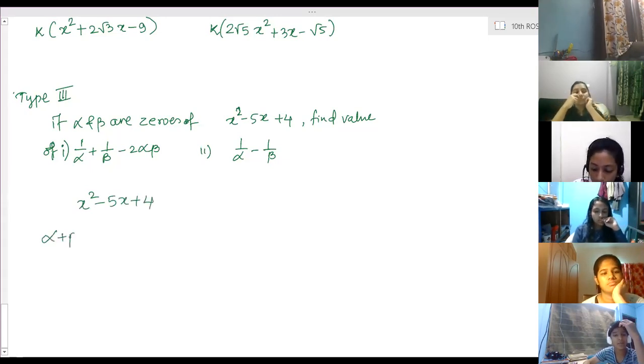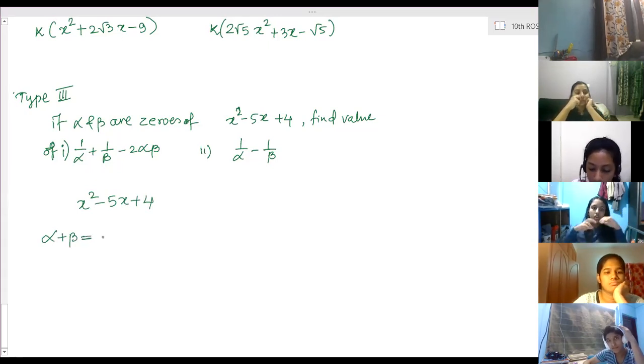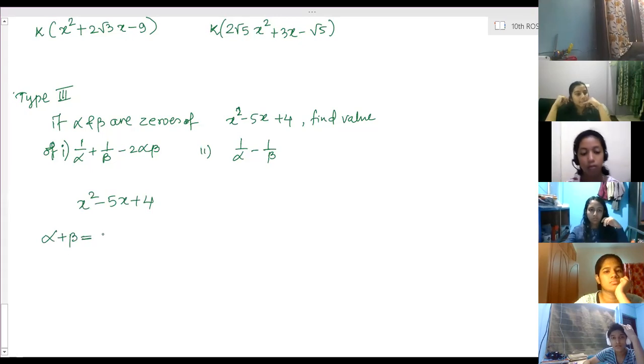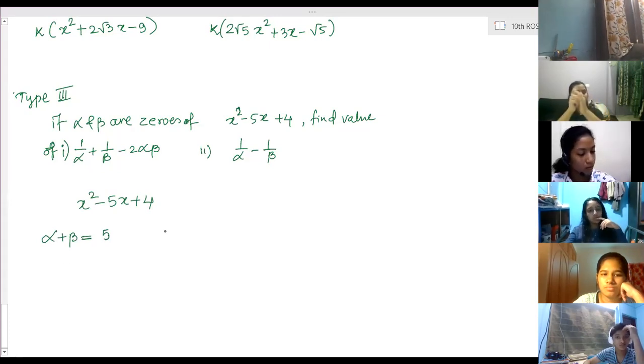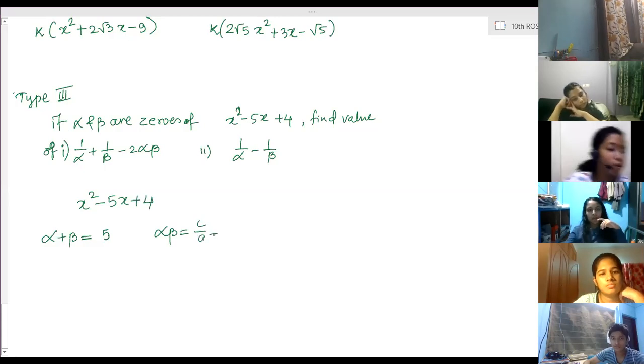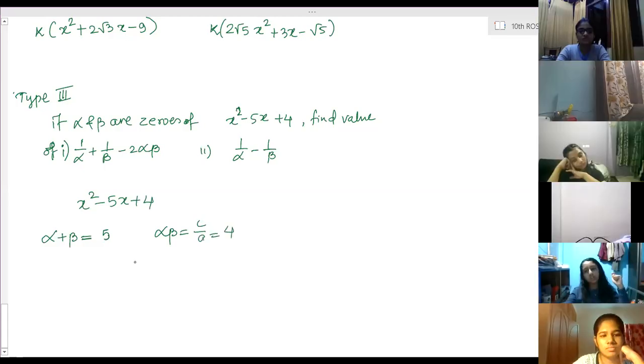So what is the value of alpha plus beta? Minus b by a, minus of minus 5 by 1, that is plus 5. And what is the value of alpha beta? c by a, that is 4 by 1. So that is 4 we get.